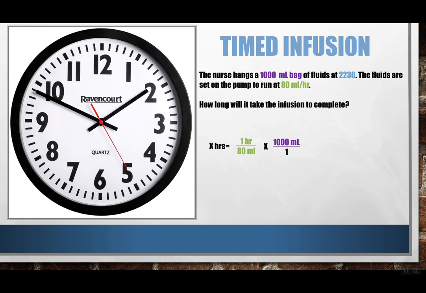So do I have anything else left on the right side that I need to cancel? No. So I have hours. I multiply across and divide. Gives us 12.5 hours. What do I do now? Well, nothing, because the question specifically asks how long will it take to complete. I could add that 12.5 hours, but if I choose to do that, I have answered the question incorrectly, because the question only is asking for how long it will take, not the time it will complete.